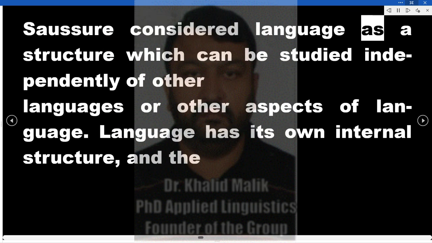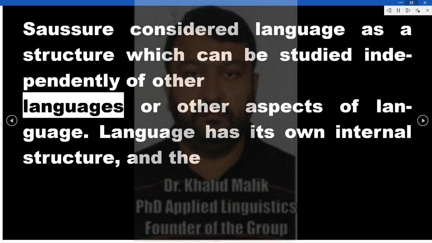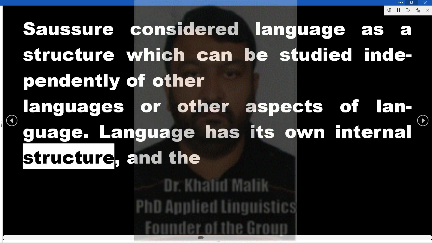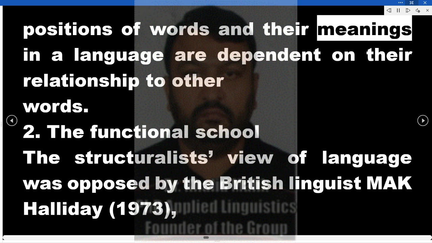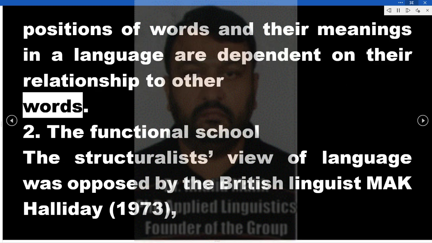Saussure considered language as a structure which can be studied independently of other languages or other aspects of language. Language has its own internal structure, and the positions of words and their meanings in a language are dependent on their relationship to other words.